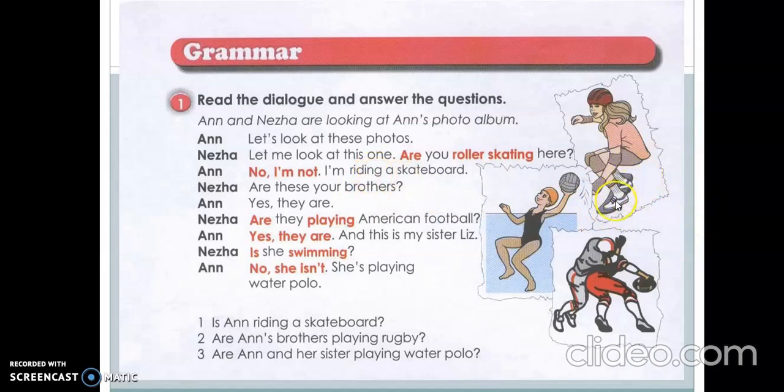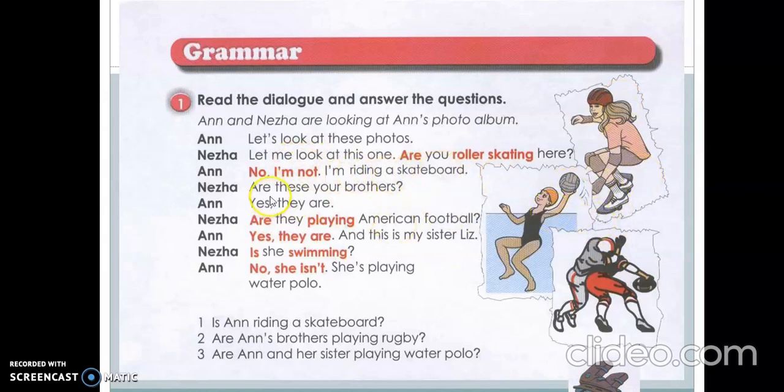Roller skates are different. This is a skateboard. It's roller skates, sorry. These are roller skates and this is a skateboard. So Anne is riding a skateboard.